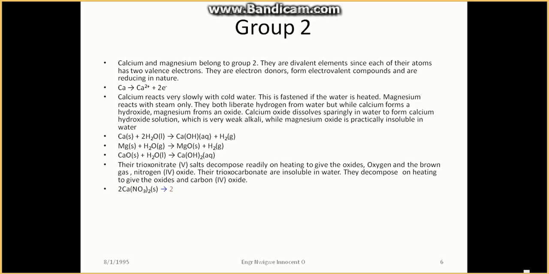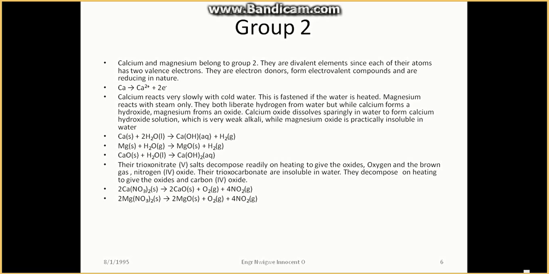2 molecules of calcium trioxonitrate (V), after heating solid, will give 2 molecules of calcium oxide solid plus oxygen plus 4 molecules of nitrogen (IV) oxide gas. 2 molecules of magnesium trioxonitrate (V) solid will give 2 molecules of magnesium oxide and the oxygen plus 4 moles of nitrogen (IV) oxide.